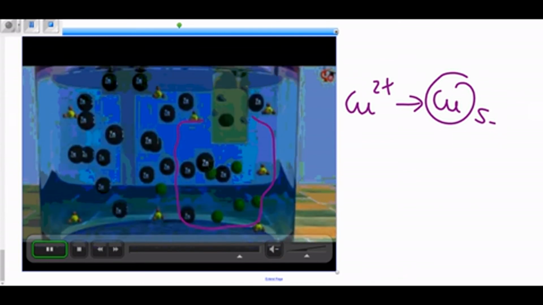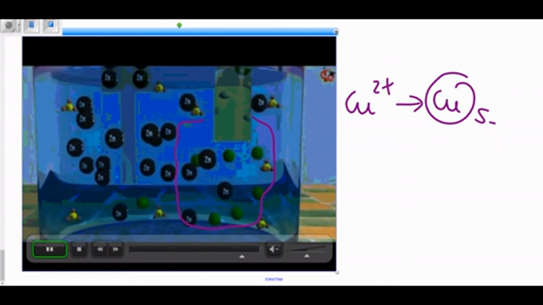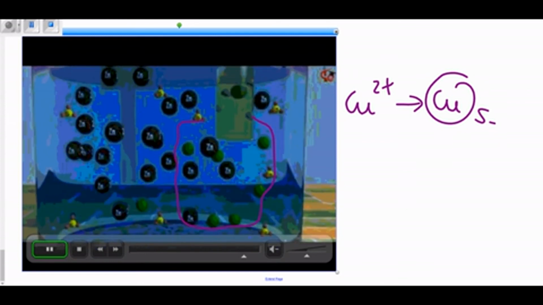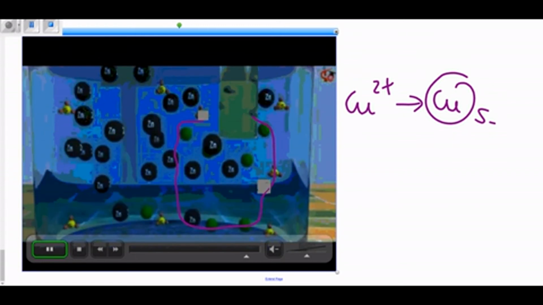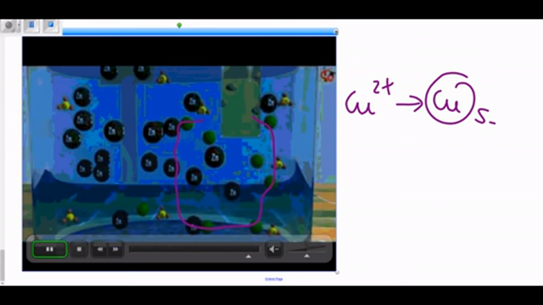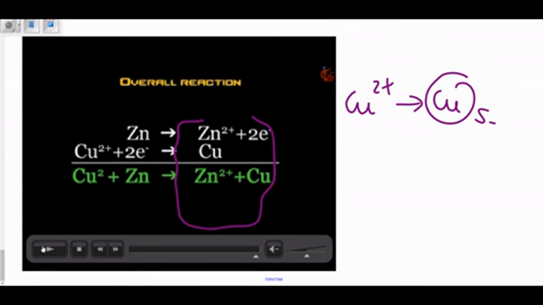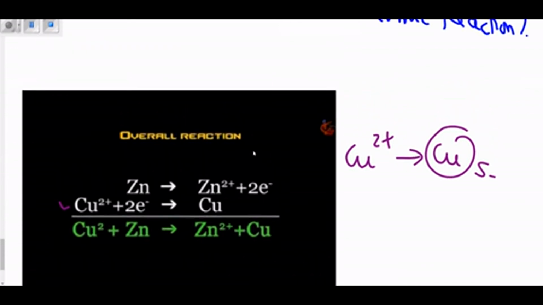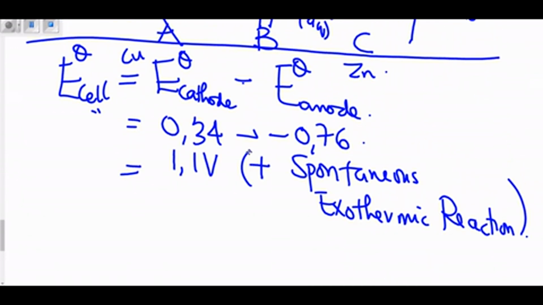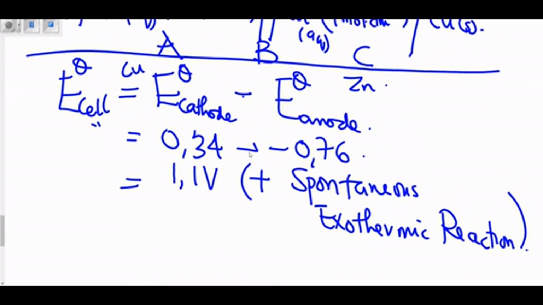I hope this animation helps us to understand what is really going on, and that's what I've been trying to explain the whole time. And you have your reaction, and remember we said it must be balanced, and then we have this balanced chemical reaction here. Okay, overall cell reaction. Remember, now we wrote, we said it's spontaneous, 1.1 volts.